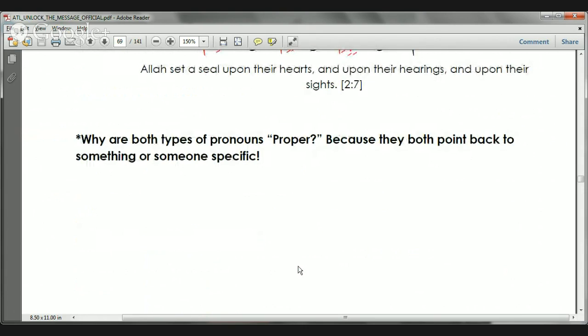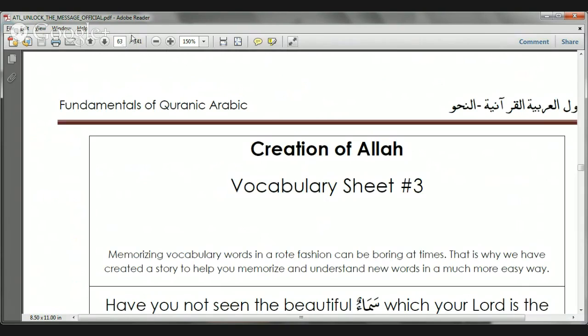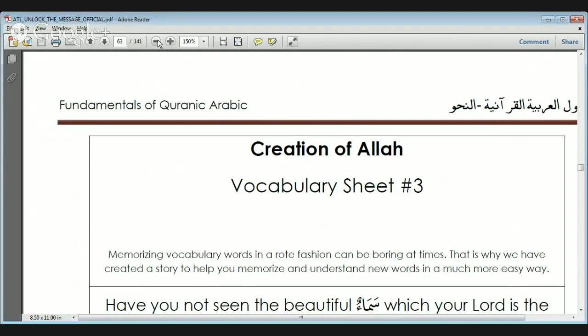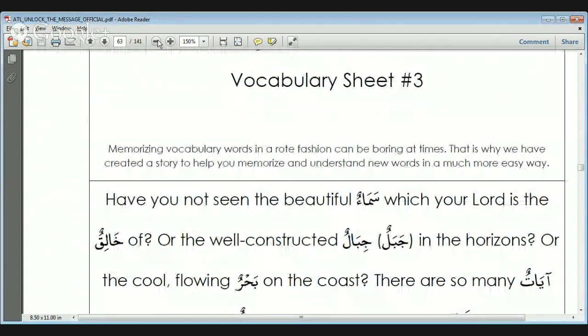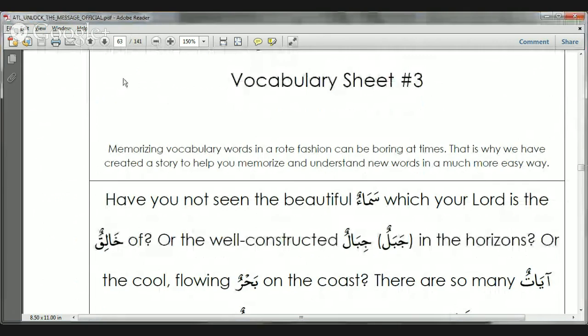Now, go to page number 63 in your book. I want to go over the sheet. Okay, page number 63. The sheet is called the creation of Allah. Ready?